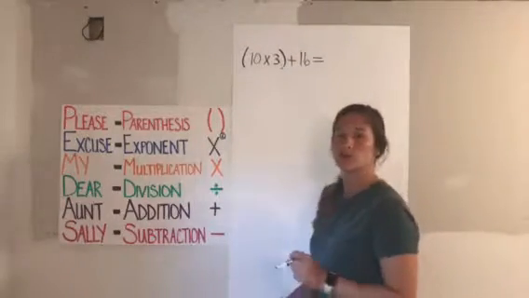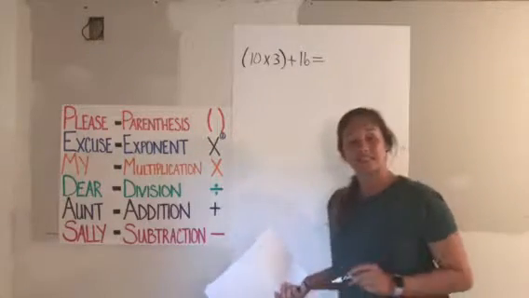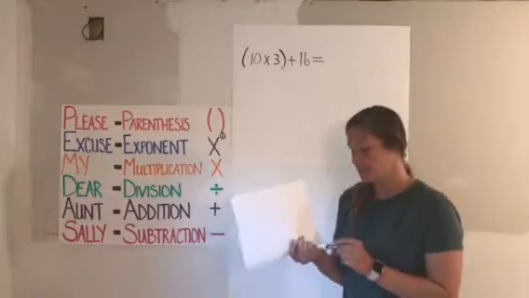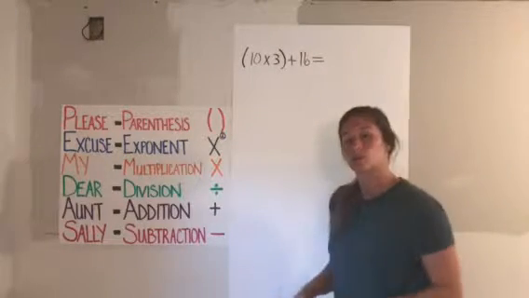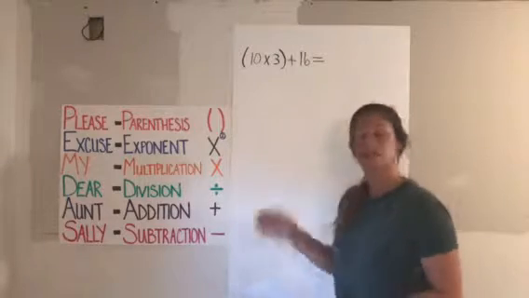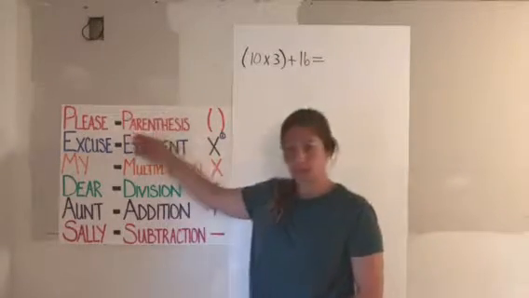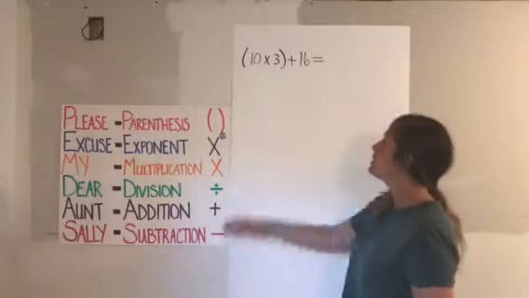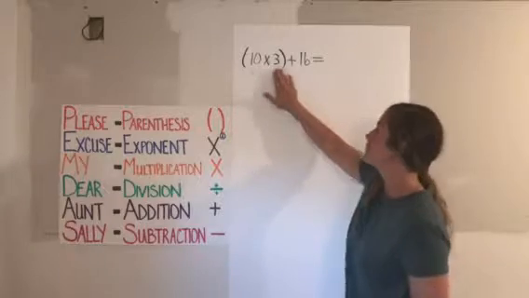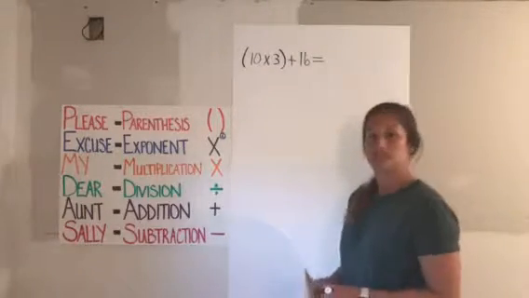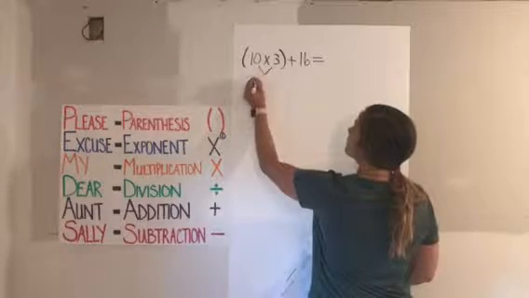So the first one is going to be 10 times 3 in the parentheses, and then plus 16, which is outside the parentheses, and we're going to get equals what number. So now, as we look at the order of operations, or the Please Excuse My Dear Aunt Sally, the first one is going to be find the parentheses first. So on this step here, you can see that 10 times 3 is in the parentheses. That will be the first step, okay? So 10 times 3 is, yes, 30. So we're going to bring that down here, 30.